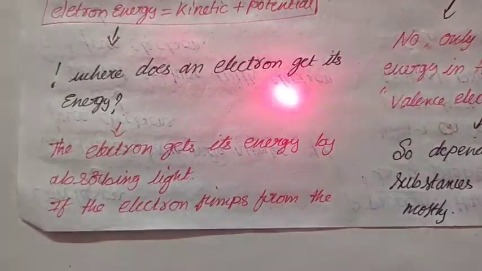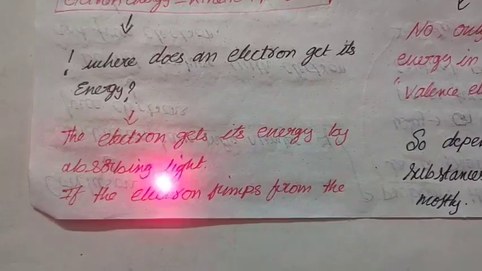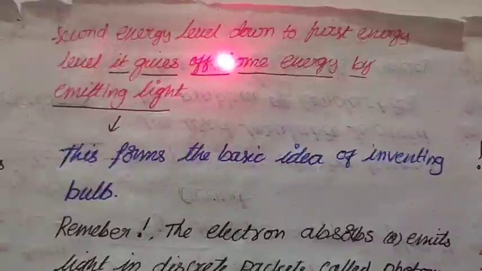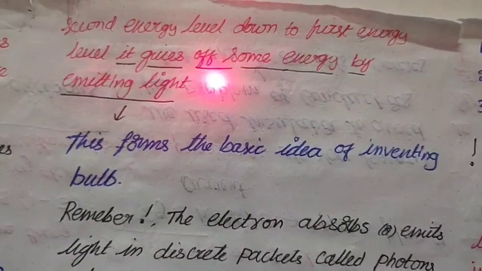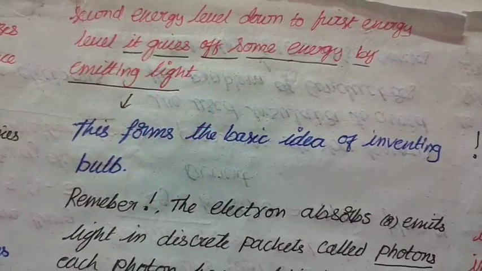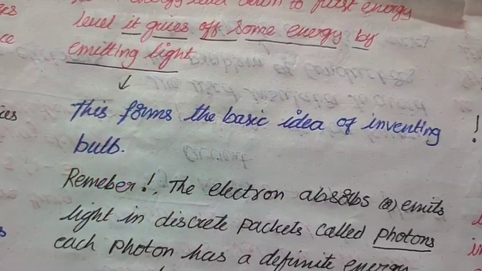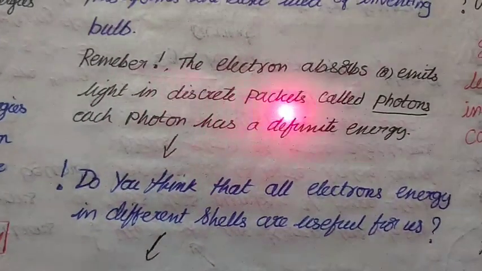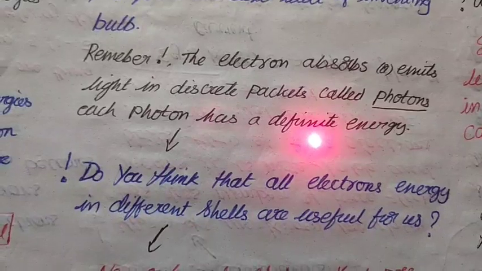Do you think about where the electron gets its energy? The electron gets its energy by absorbing light. If an electron jumps from the second level down to the first energy level, in this process it emits some energy. That energy is in the form of light. This forms the basic idea of inventing the bulb. Remember, the electron absorbs or emits light in discrete packets called photons. Each photon has a definite energy.